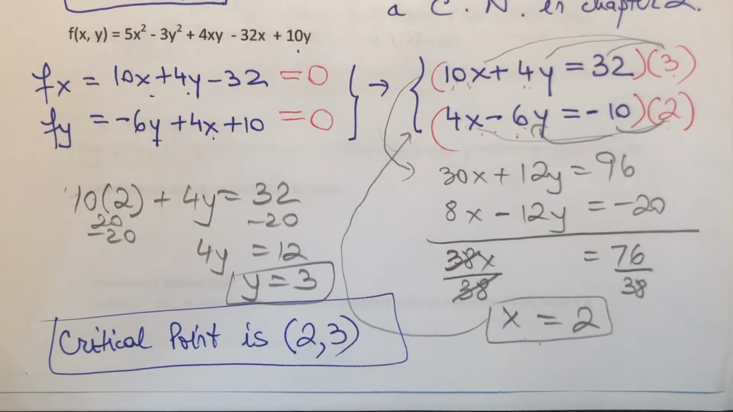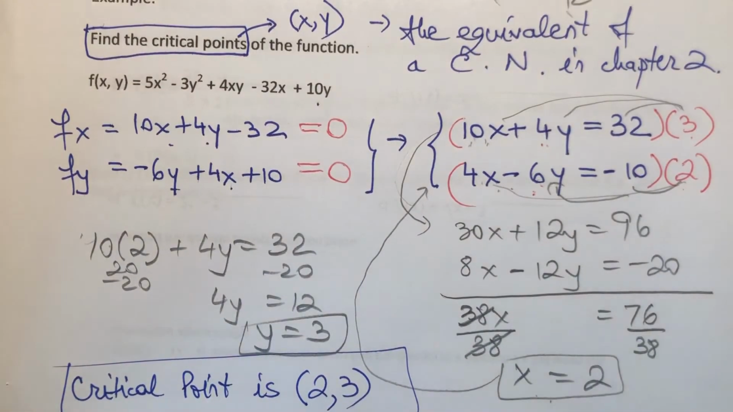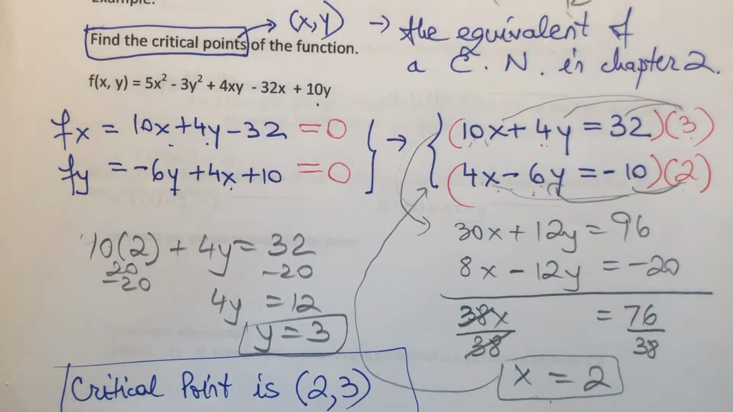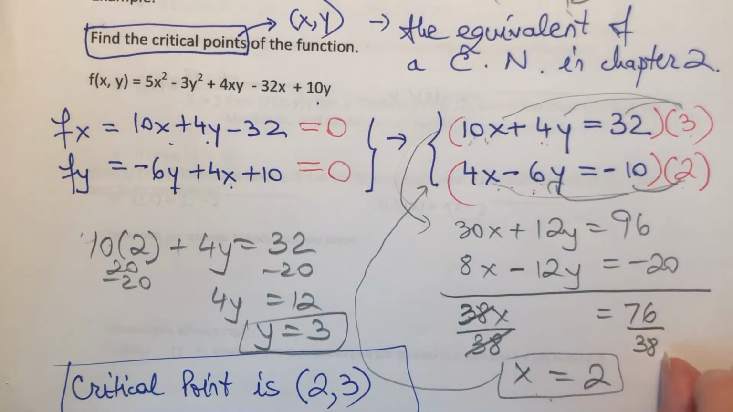Now, will this... I'm sorry, what did I do? I did write (2, 3), and I said 3. So the critical point is (2, 3). Be sure to list the x first and then the y second. So does this critical point lead to a minimum, a maximum, or maybe neither, right? Maybe it's a saddle point. We'll see how we'll decide on that.